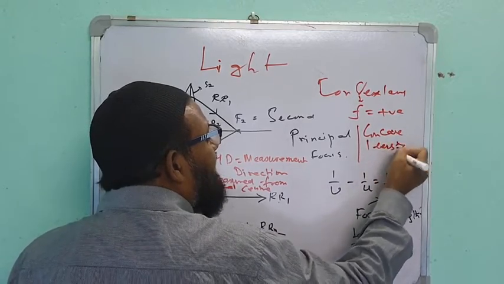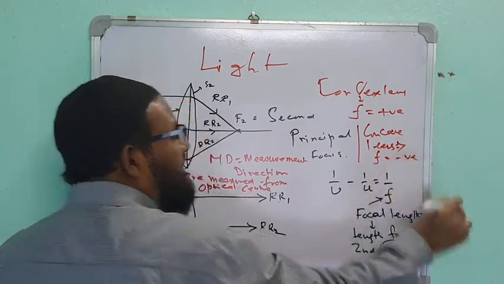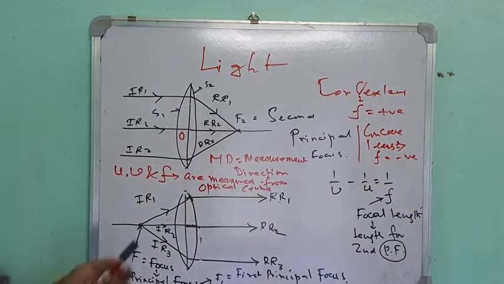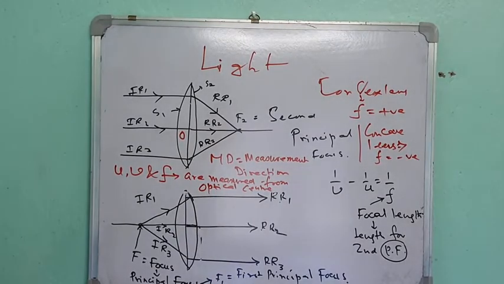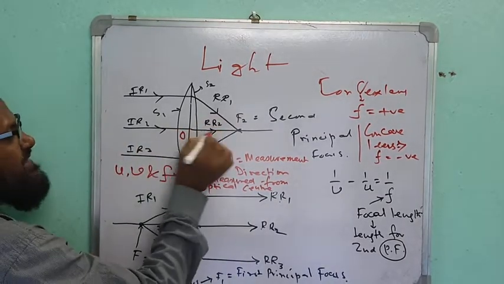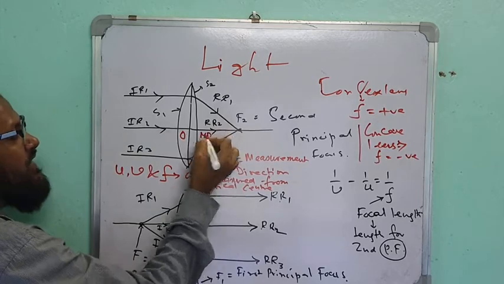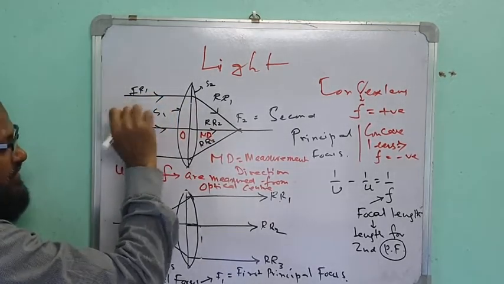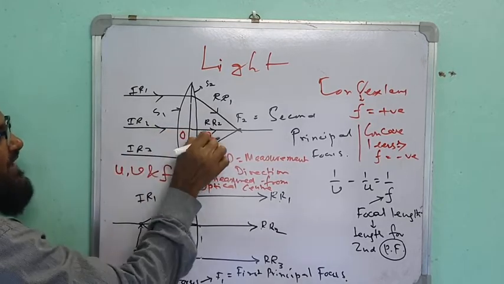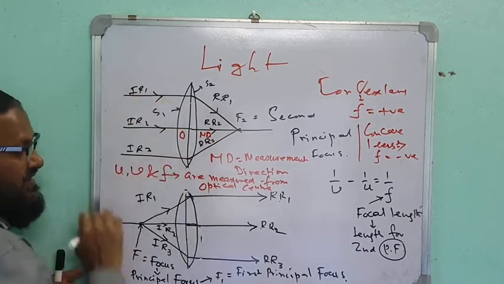Concave lens. Sir, F is negative. Please write down: concave lens, F is negative. Now see here. This is the measurement direction, MD, and this is the incident ray. Be careful. Measurement direction, direction of incident ray.